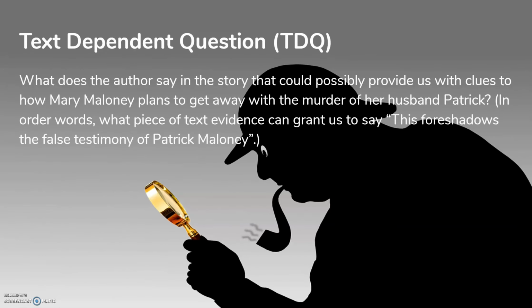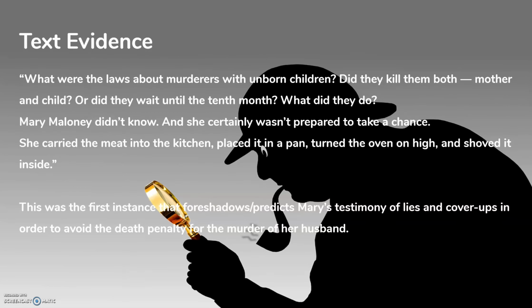Okay, so now that we've read the story, we're going to be going over a text-dependent question, which is basically a question that you find the answer to by looking over the text and finding evidence there. So our TDQ for the day is, what does the author say in the story that could possibly provide us with clues to how Mary Maloney plans to get away with the murder of her husband Patrick? In other words, what piece of text evidence can grant us to say, this foreshadows the false testimony of Patrick Maloney?